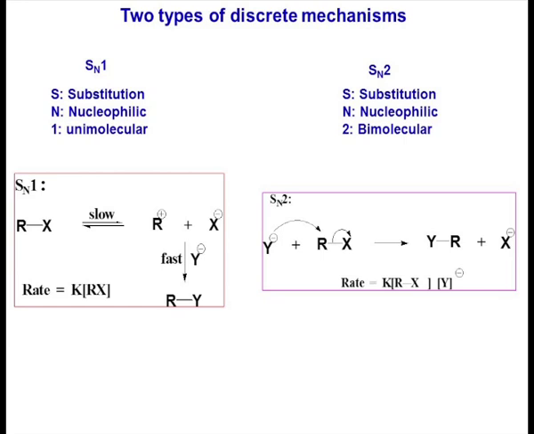So, rate will depend only on the slowest step, that is the concentration of RX. It is the molecularity is 1, not the order. And SN2 type is S stands for substitution, N for nucleophilic, 2 for bimolecular, where it is a concerted process. The concentration of both the nucleophile and the substrate is very important in predicting the reaction rate. So, rate depends on the concentration of both RX and the Y minus.